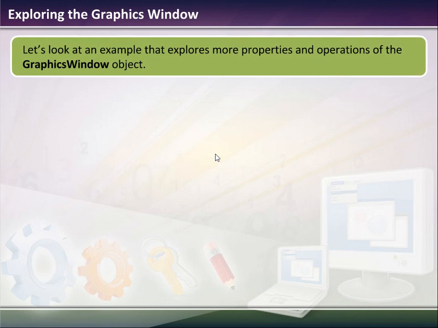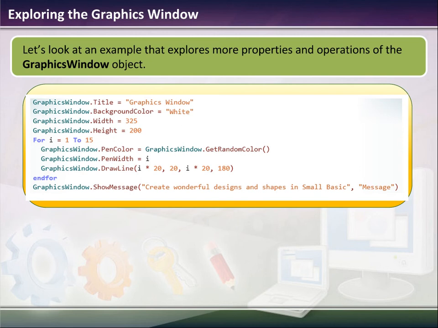Exploring the graphics window, let's look at an example that explores more properties and operations of the graphics window. So again, what we're going to do is we're going to title the graphics window as graphics window. We're going to define the background color as white. The graphics window will have a width of 325, I think that's pixels, I'm not quite sure. And then graphics window height is 200. Then we're going to do a for loop. So we're going to run this through 15 times.